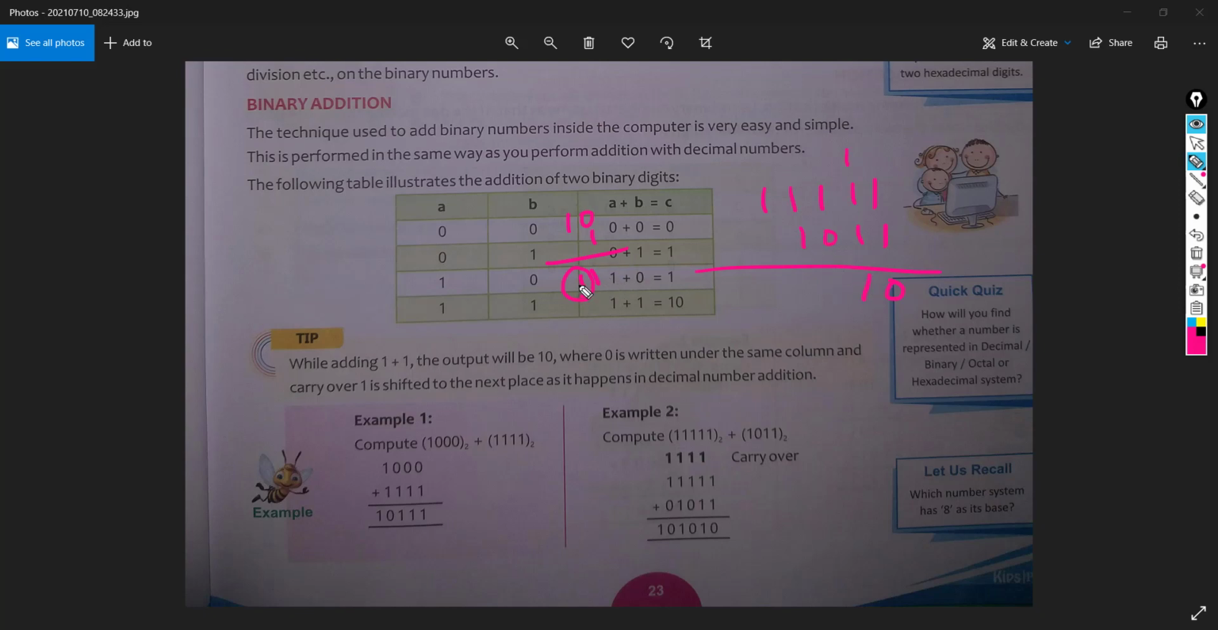Then this carry 1 goes to the next column. Then 1 plus 1 is 10, so 0 is written here. Then the remaining 1 goes to the next column. Then 1 plus 1 is 10, plus 1 is 11, and the carry will go here. So the result is 101010. This is how we perform binary addition.